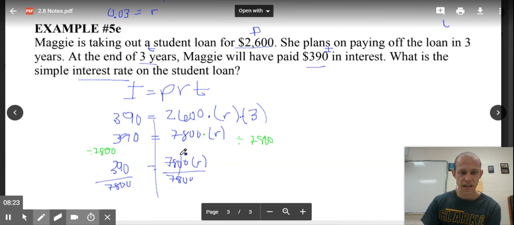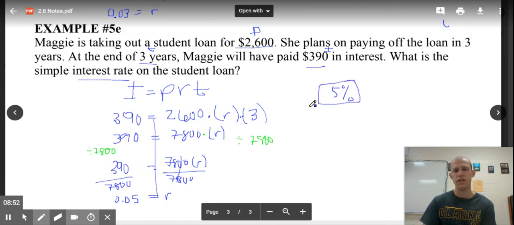A little lisp there. Nice thing about this side, those two will cancel out. They will be the number 1. Reduce is a better word than cancel out there, I suppose. So the number 1, I don't need to write that. It's kind of invisible. There's only 1 R here. And 390 divided by 7,800 will give me the number 0.05. So the interest rate is a 5% annual interest rate. I'm taking that number that I was given out and I'm converting it to be a percent. So that is the interest rate.